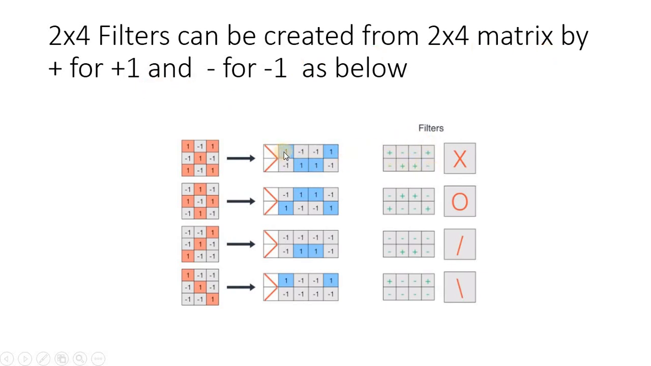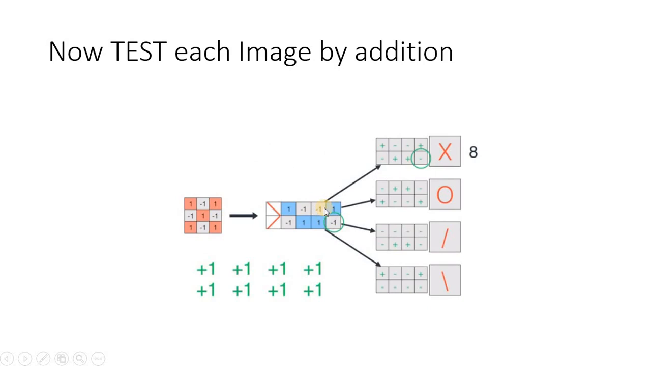So filter is like wherever 1 is there, you put plus, wherever minus 1 is there, you put minus. So this is the final filter. Now you have created 4 different filters. Now you have to test the image whether it is coming correct or not. So what you do, you take the first character and take these numbers and multiply by this filter and you get a number 8.